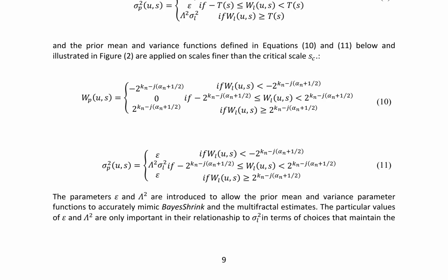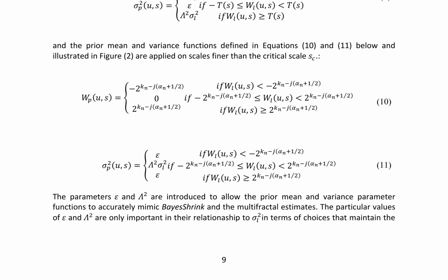The algorithm involves estimating Holder exponents for all indices in wavelet space that are finer than the critical scale, followed by the use of the conjugate Gaussian formula and prior parameter functions to obtain the MAP estimate coefficients. This process is divided into two steps, one for scales coarser than the critical scale, implementing Bayes' shrink, and another for scales that are finer than the critical scale, implementing multifractal estimation.